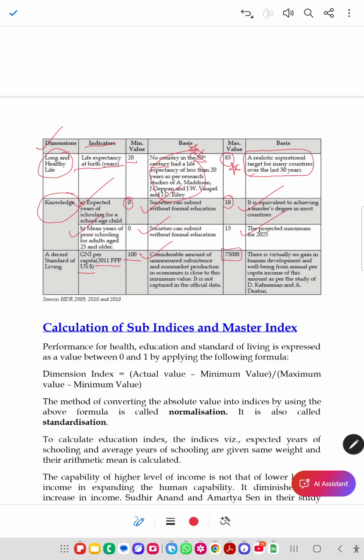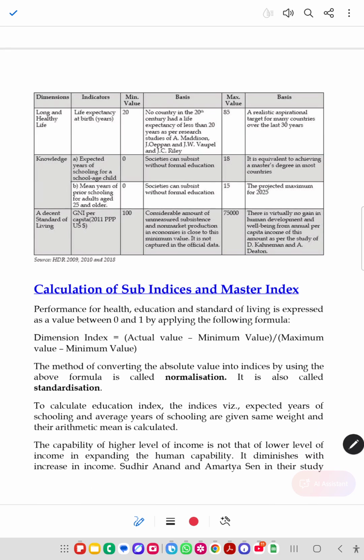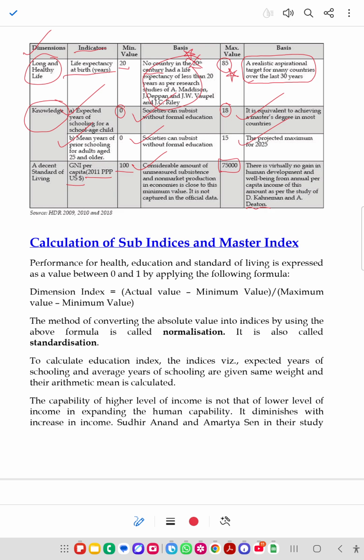Why is the maximum value 75,000? Because there is virtually no gain in human development and well-being from an annual per capita income of this amount, as per the study of Dr. Kahneman and Deaton. Now, calculation of sub-indices and the master index.